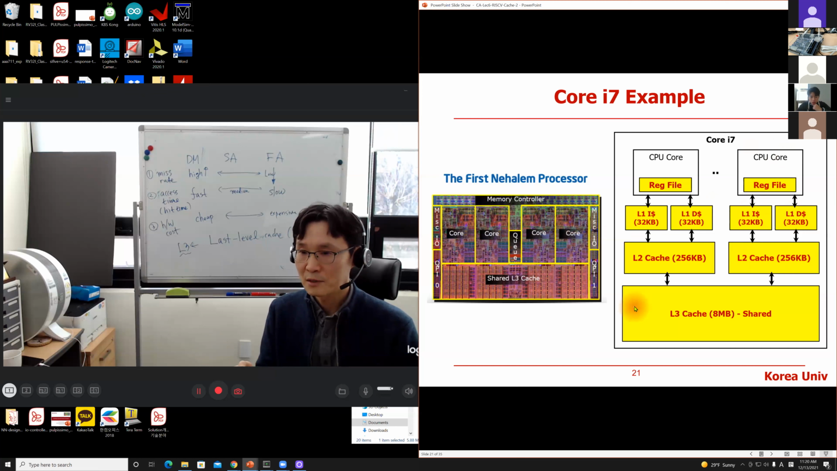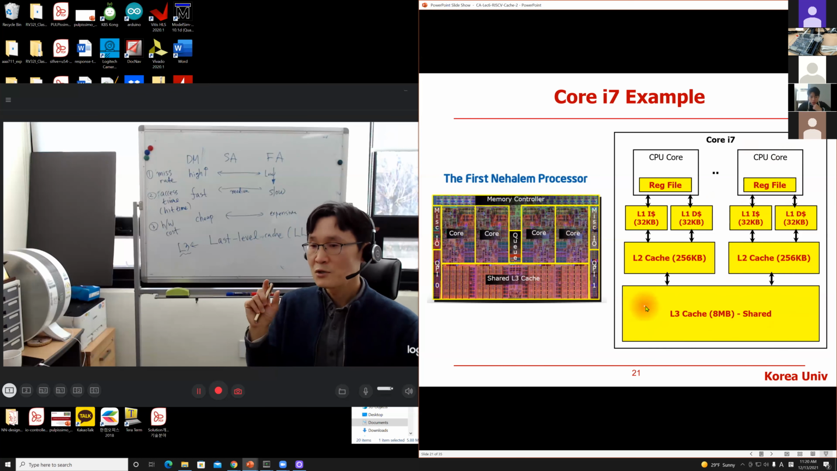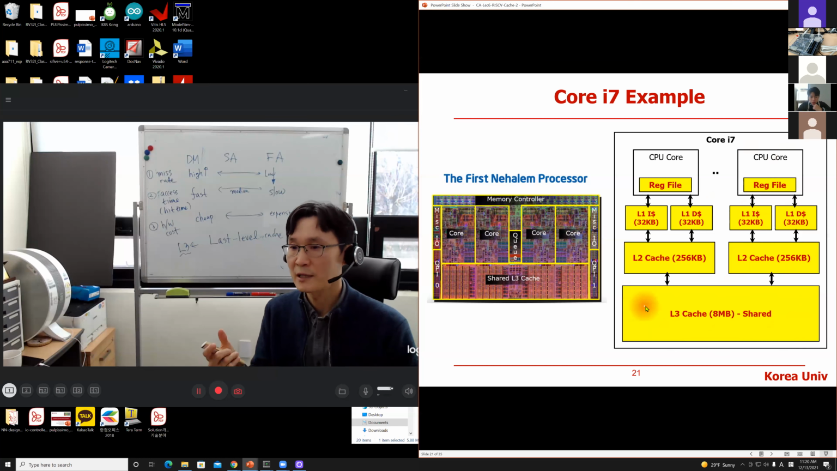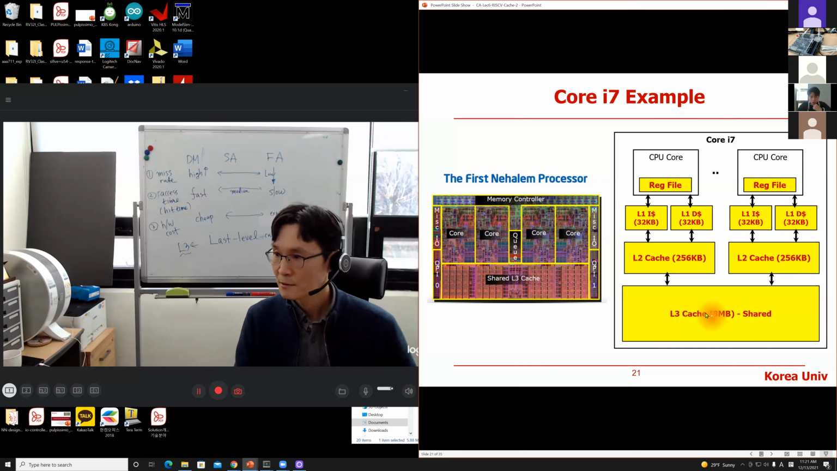But the level 3 cache is a shared cache, unified and shared. Shared meaning it is serving 4 CPUs. So private cache and shared cache.